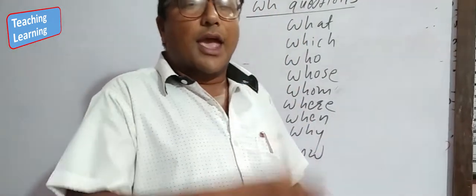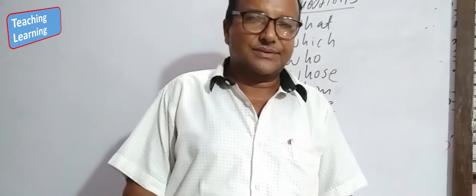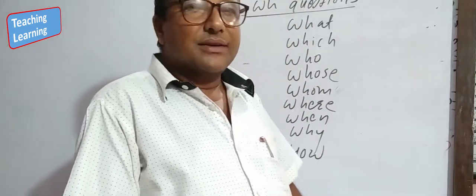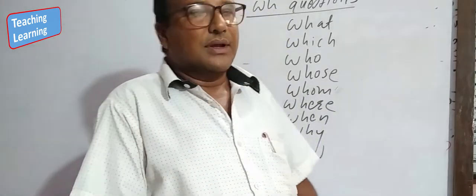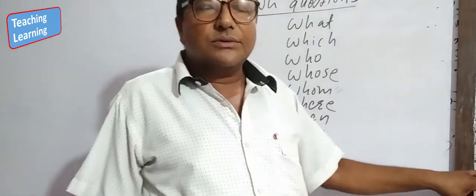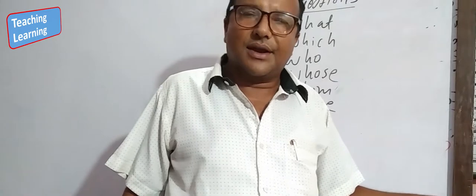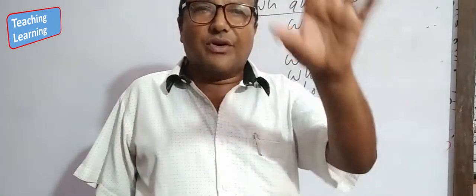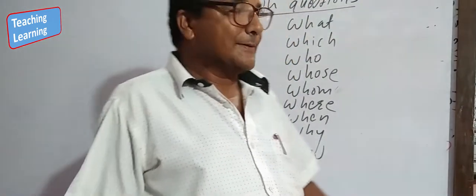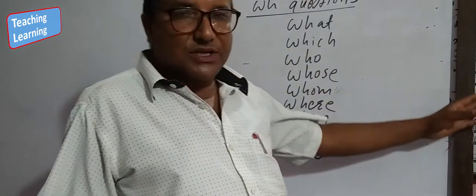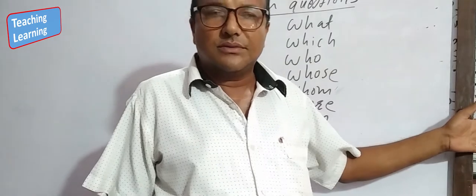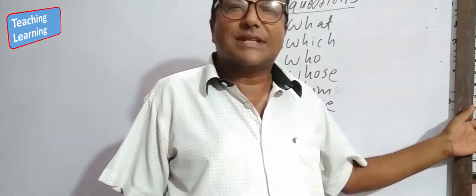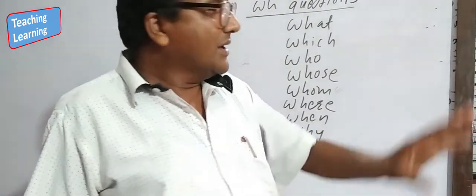Since when have you been living in Thailand? I have been living in Thailand since 2005. How long will you stay here? I will stay here for 3 weeks. Like that. At first, the WH word. Second, the auxiliary verb. Then the subject. Then we have to complete the questions.